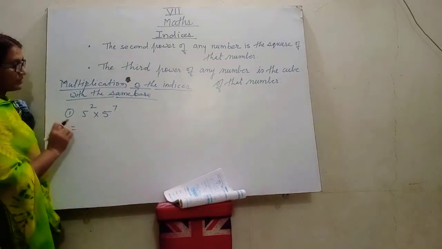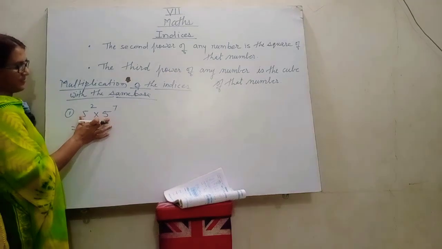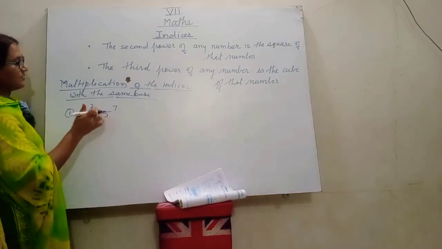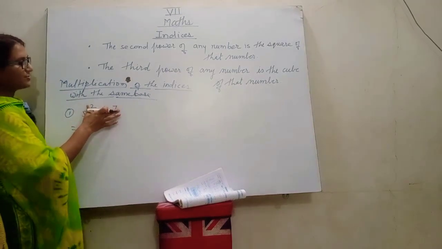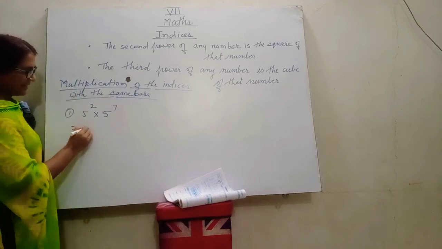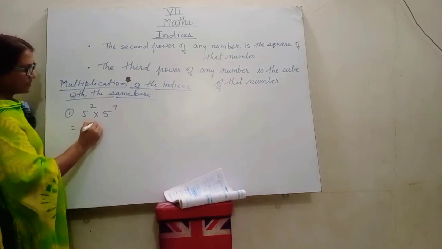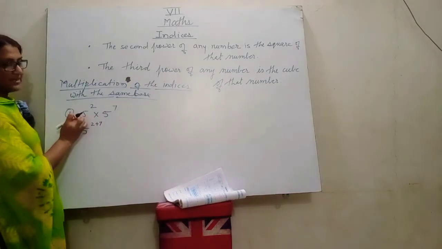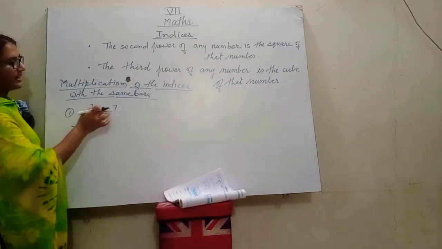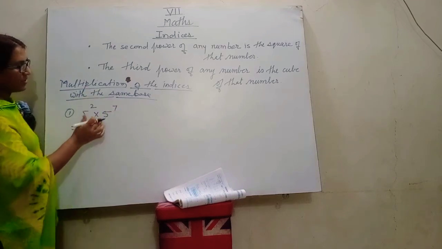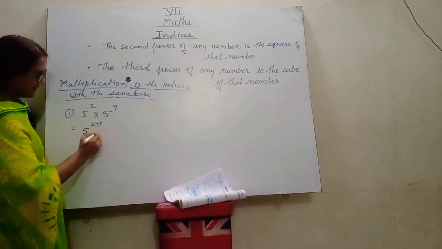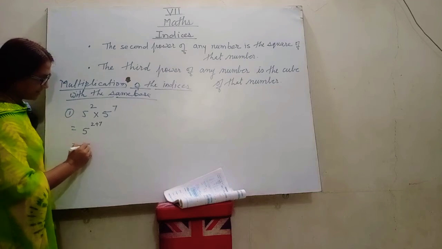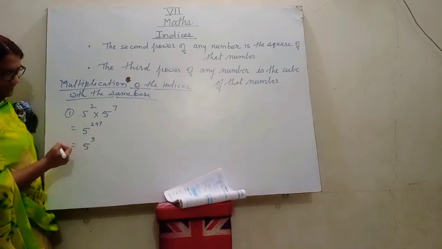Here, what is common? Base is same. If base is same, then we can take the addition of the indices like this: 5 raised to the power 2 plus 7. Why? Because base is same. Then directly you can take the addition of the powers, the indices. Therefore, what is the answer? 5 raised to the power 9.